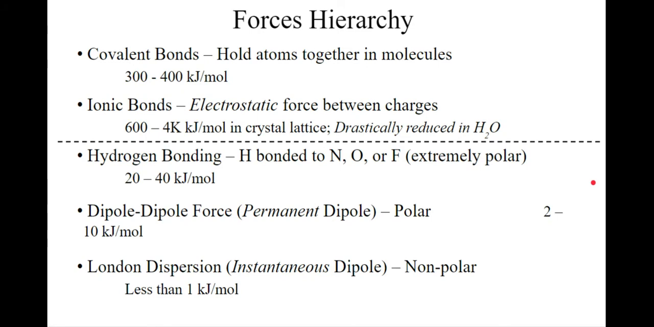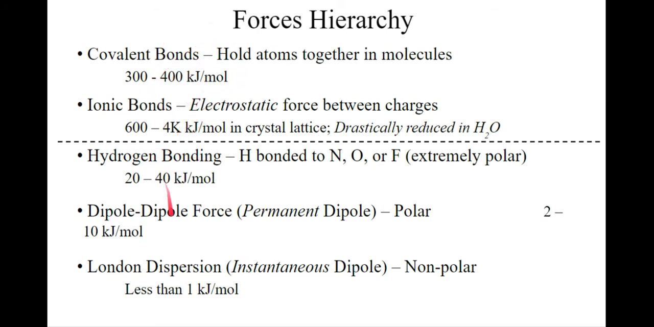So I want to give you a brief concept of the relative strength. You don't have to know these numbers, but in the last chapter we talked about covalent and ionic bonds. Notice the energies needed to break them: 300 to 400 kilojoules for covalent, and 600 to 1,000 kilojoules for ionic. So those intramolecular interactions are very strong.